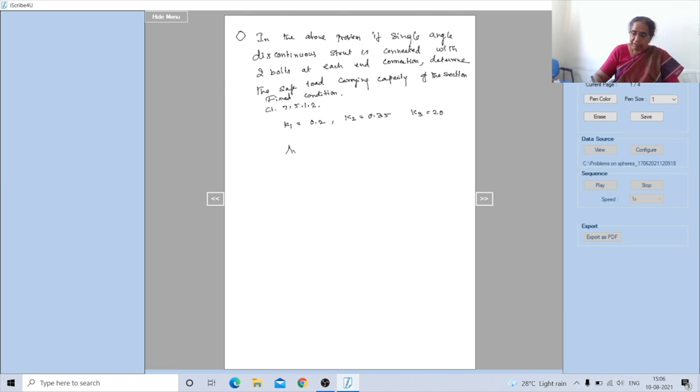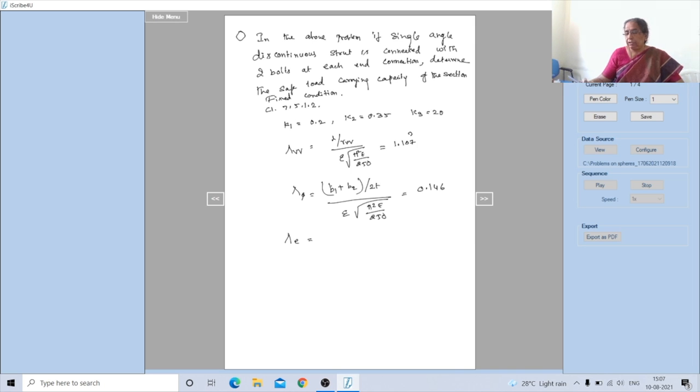Now lambda VV equals L by R VV divided by epsilon root of pi square E divided by 250. Already we have calculated this in the last problem, 1.107. Then lambda phi is given as B1 plus B2 divided by 2t divided by the same epsilon root of pi square E by 250. The lambda phi value we already calculated in the last problem, 0.146. Then lambda e, using K1, K2, K3, whose values are different, we have to calculate.